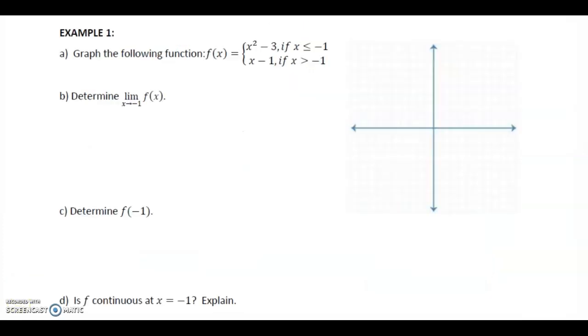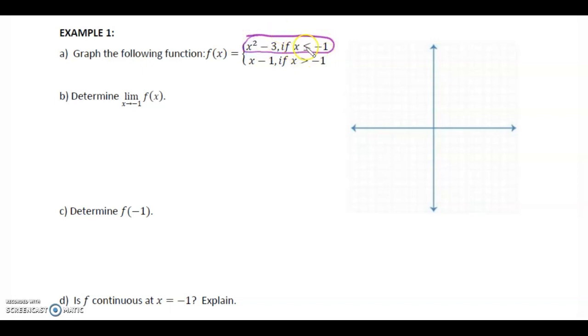So example 1, we're given a piecewise function. A asks us, graph the following function. So f at x, so this is one function. We're going to consider both of these parts of the function at once. So we have x squared minus 3 if x is less than or equal to -1. So I'm going to show you a very hands-on way of doing this. So let's just focus on this part of the function, okay?